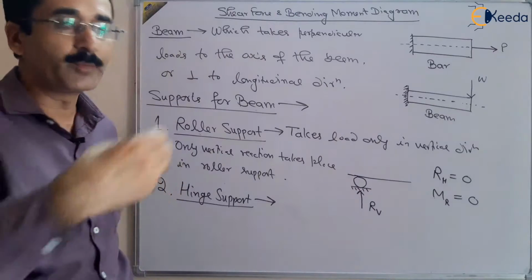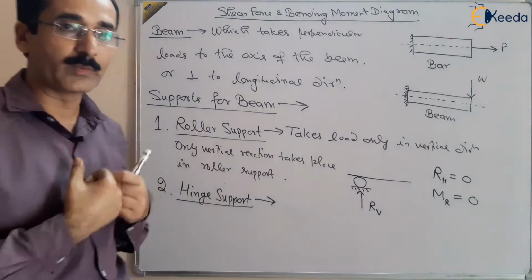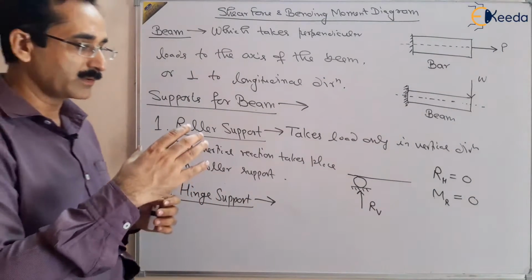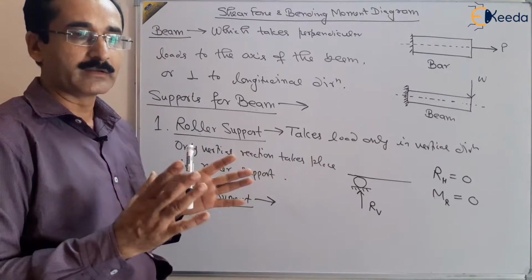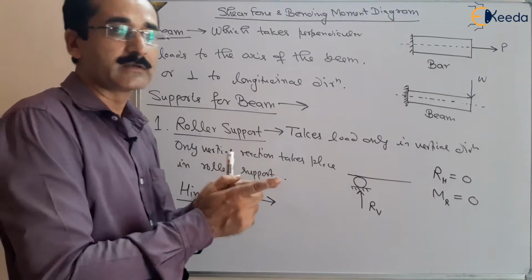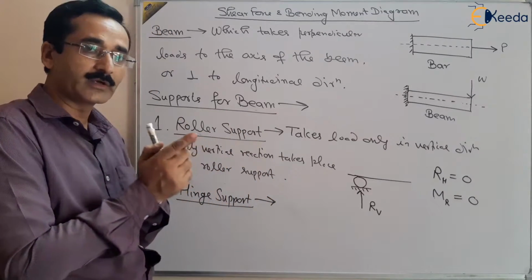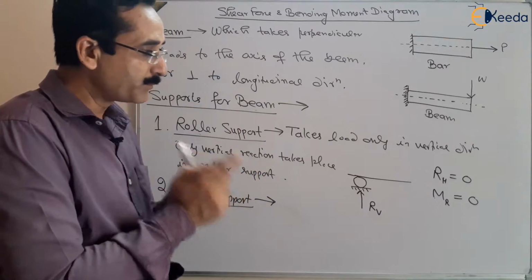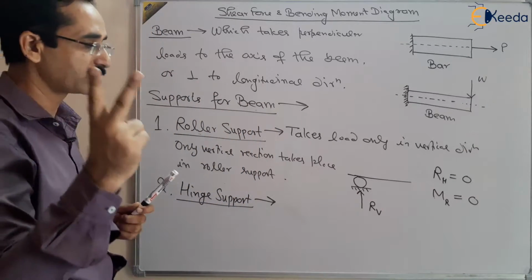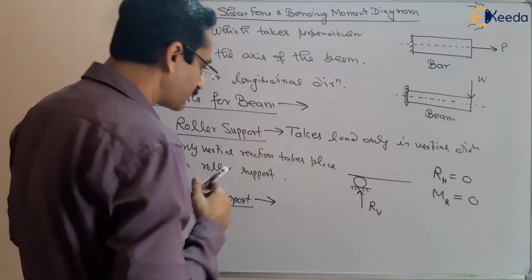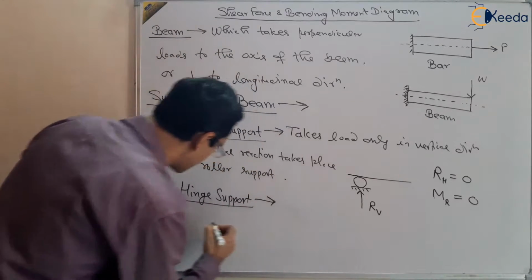If we apply a moment, it cannot resist the moment, but it is not going in horizontal direction or vertical direction, right? In both directions it is resisting. It will resist the horizontal and vertical forces, but it will not resist the moment. So there will be only two types of forces and two types of reactions. So hinge support is like this.